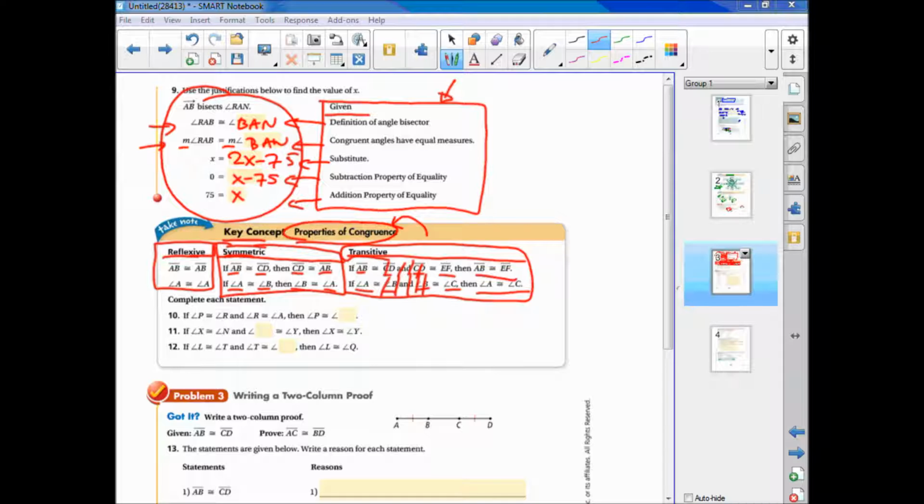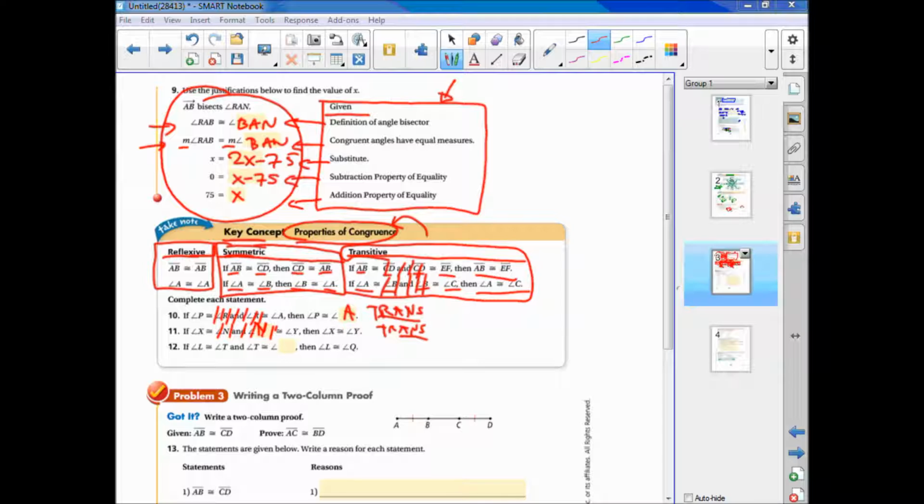All right, complete each statement. So if P is congruent to R, and R is congruent to A, then that means P is also congruent to A. And this is using our transitive property, okay? If X is congruent to N, and N is congruent to Y, then X is congruent to Y. This is also our transitive statement, okay? So we can cut out the middlemen of these N's to say X is the same as Y, just like up above we cut out the middlemen of these R's, okay?